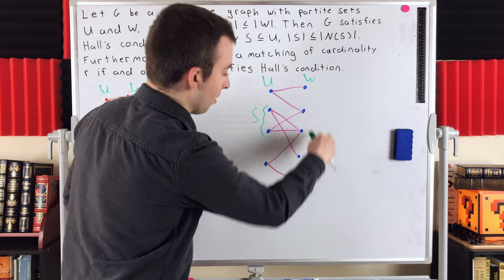I hope this video helped you understand Hall's condition and Hall's theorem for matchings in bipartite graphs. Of course, Hall's theorem also has a set theoretic formulation. We'll talk about that another time. Let me know if you'd like to see that sooner rather than later.